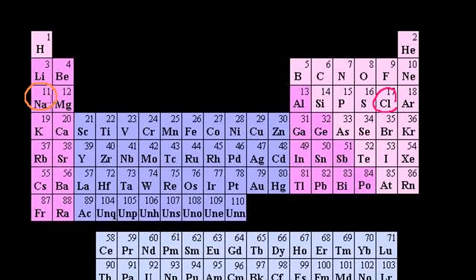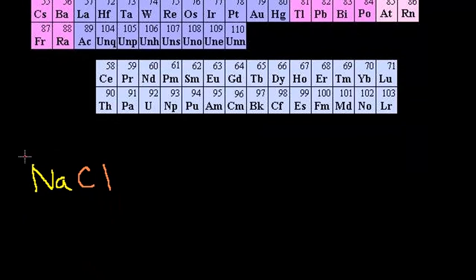Sodium, since it wants to lose an electron, it's going to lose its electron. And it's going to give it to chlorine. And chlorine is going to gain it. And so you're going to have a situation where sodium is going to have a +1 charge because it lost an electron. And then chlorine will have a -1 charge because it gained an electron.